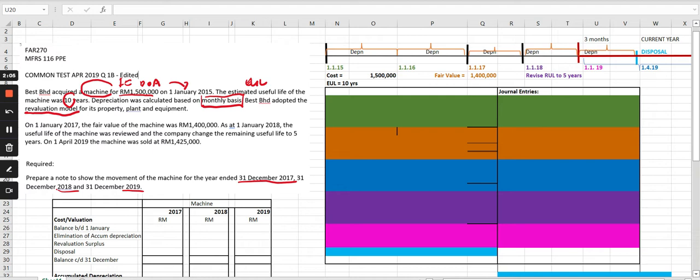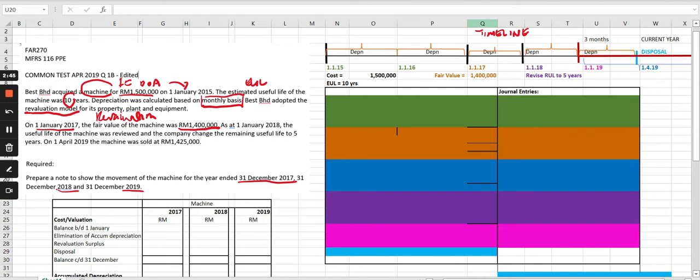Then you have another piece of information, which is 1st of January 2017. My advice is it's best if you can put this into a timeline because it involves several years. So on 1st of January 2017, you have the revaluation being done, where you are informed that the revaluation model is being adopted. Fair value of the machine was 1.4 million. So if you can see here, I've already transformed that information into my timeline diagram here. So you should put it into a timeline, so it is easy for you.